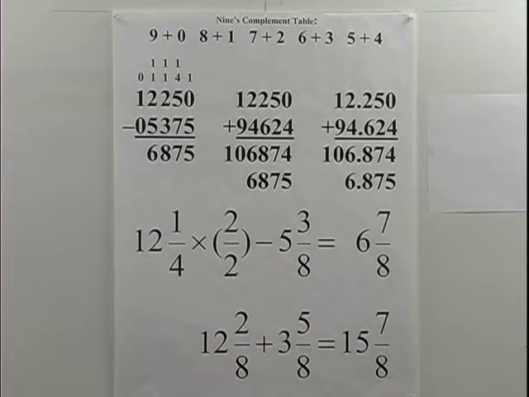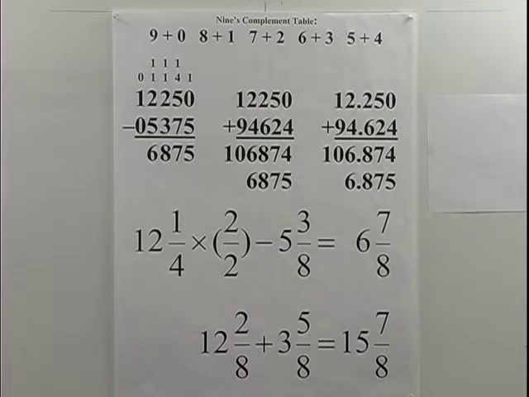I get 106.874. Then when I add this 1, the leftmost digit, to the rightmost digit, I get 6.875. The same as it would be here, 6.875. In the decimal fractions, the numbers do not change. The only thing is we have a decimal point now. So it works for integer numbers. It works for decimal fractions. Does it work for mixed numbers?